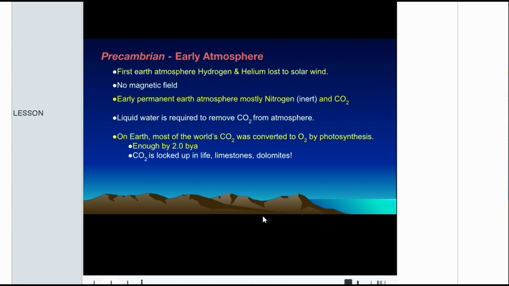Eventually, we're going to start having photosynthesis occur when we start getting some organisms around. And we're going to take that carbon dioxide and convert it into oxygen. So eventually we are going to get an oxygen atmosphere, just not yet.